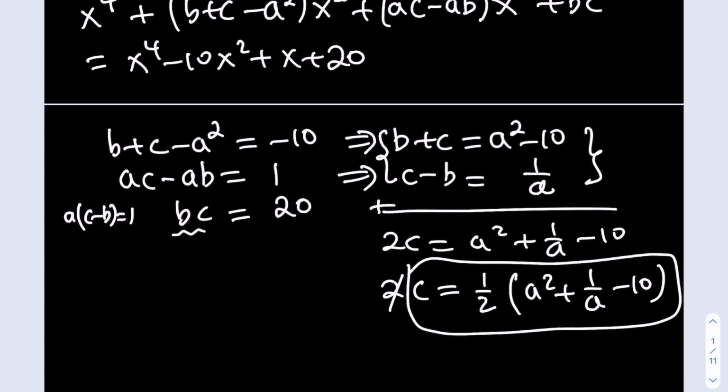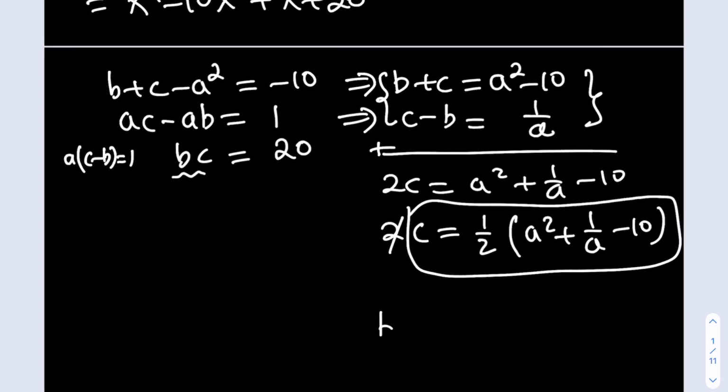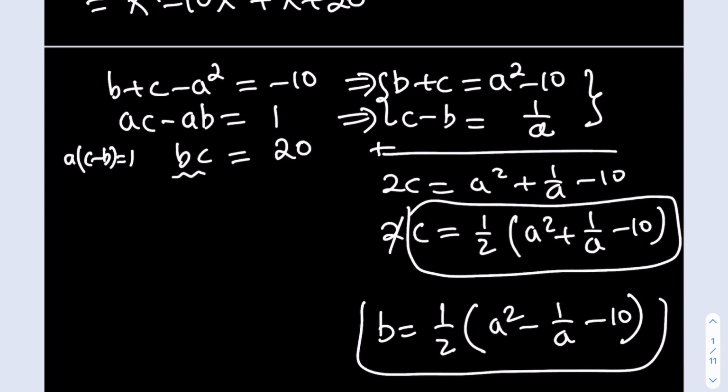And in the same manner, I can find the value of B by subtracting those expressions, and then, of course, using the 1/2. That should give me B equals A squared minus 1 over A minus 10. Awesome. So this is nice, and what we have here is B and C in terms of A.